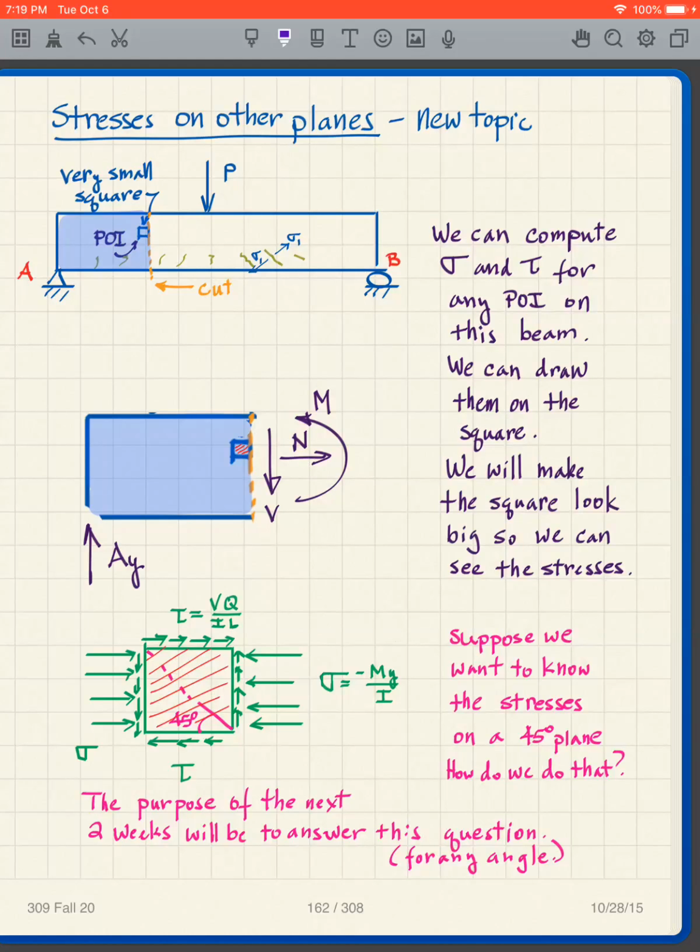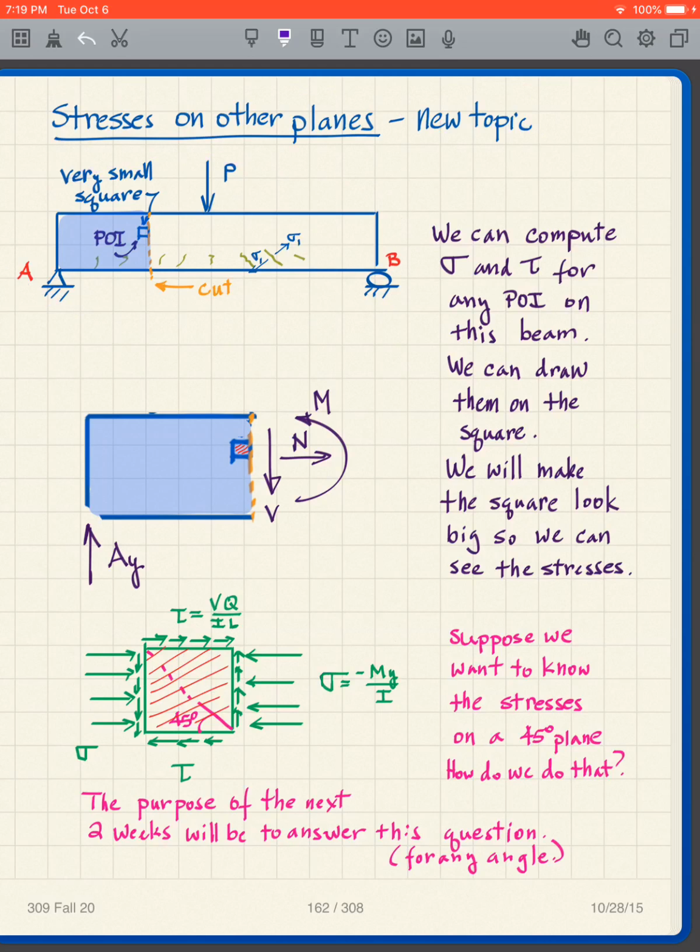The next topic that we are covering is stresses on other planes. This is a new topic, but it's going to be related to beams. So, we're still not quite off of beams. But what we have found at this point, I want to review what we found and what it means, and then what we are going to get to here.